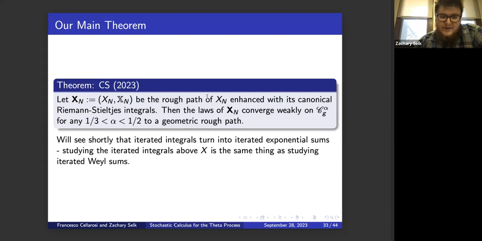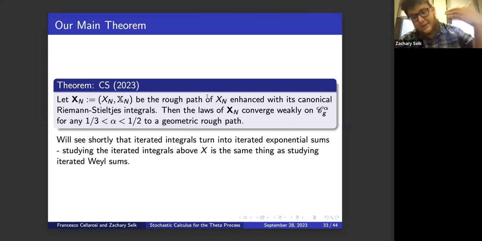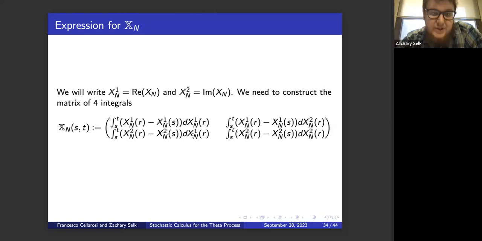And our main theorem is that we have X_n, the approximation. We have the Weyl sum, and we approximate it piecewise linearly and scale by square root of n. And we enhance that with its canonical Riemann-Stieltjes integrals. Then the laws of that converge weakly on these geometric rough path spaces to a geometric rough path, right? And the really crucial point why this ties back to number theory is it turns out that iterated integration is the same thing as iterated sums, iterated exponential sums. So really the interesting point here is we're able to study the second order process by studying second order theta sums.